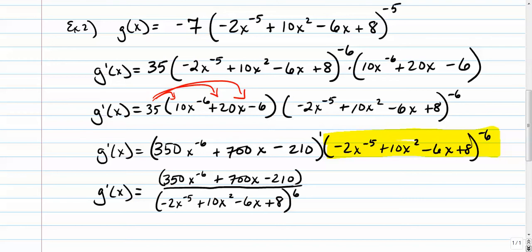Alright, again, depending on what your teacher's looking for, he or she might want you to take that and put it as 350 over x to the 6th, negative 2 over x to the 5th. But for this video, we're going to stop right there and leave this as our answer. That is our derivative using the chain rule.